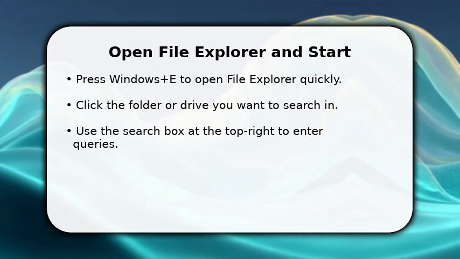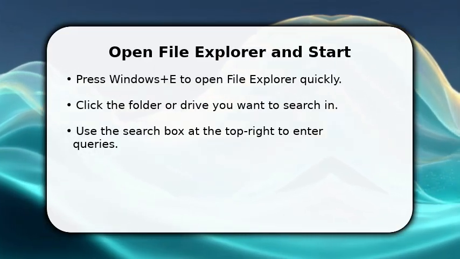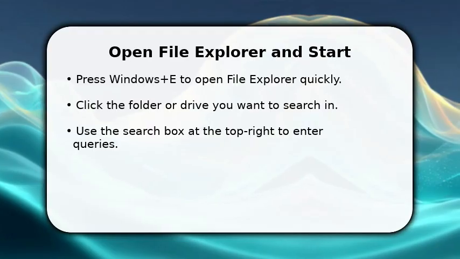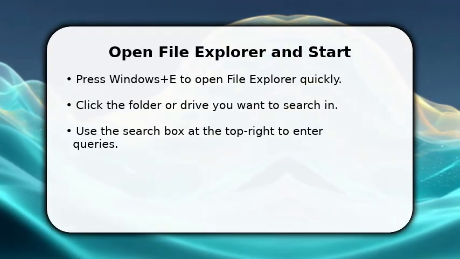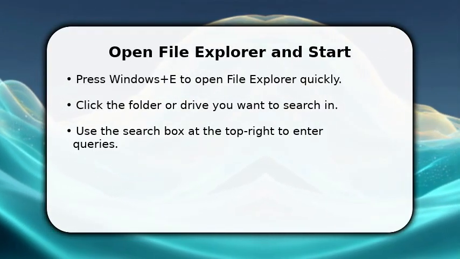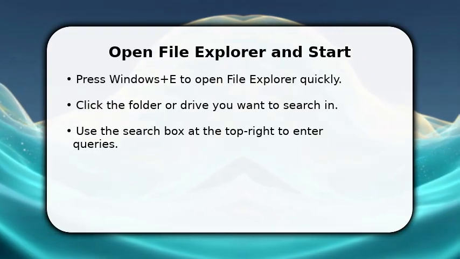Make sure to click the search box in the top right so Windows knows where you're searching. You'll type the file type filter next. Doing it here ensures the search scans only the chosen scope rather than your whole PC.